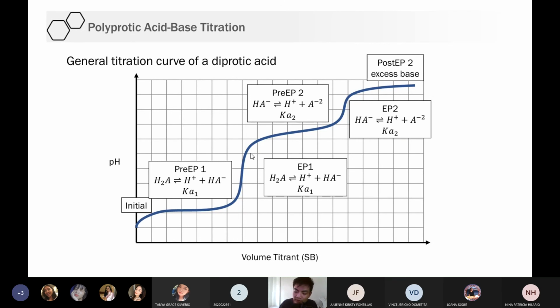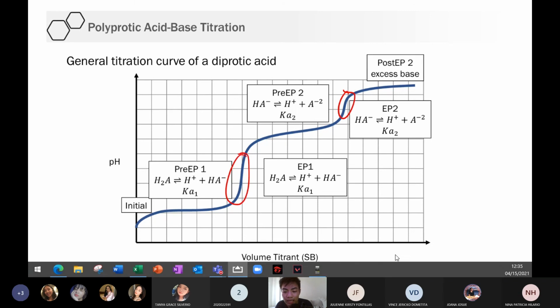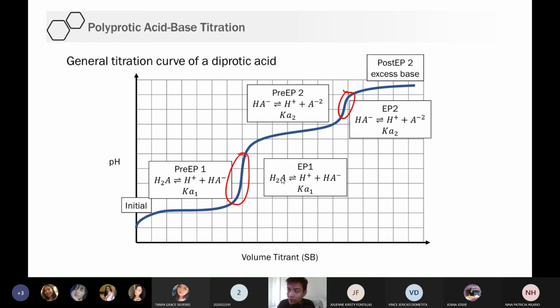We have two inflection points. I already mentioned this last time. Why two inflection points? Because you neutralize two H. The higher Ka comes first, before the lower Ka. And however much volume of base is needed to neutralize this first proton, that same amount is needed to reach the second endpoint.